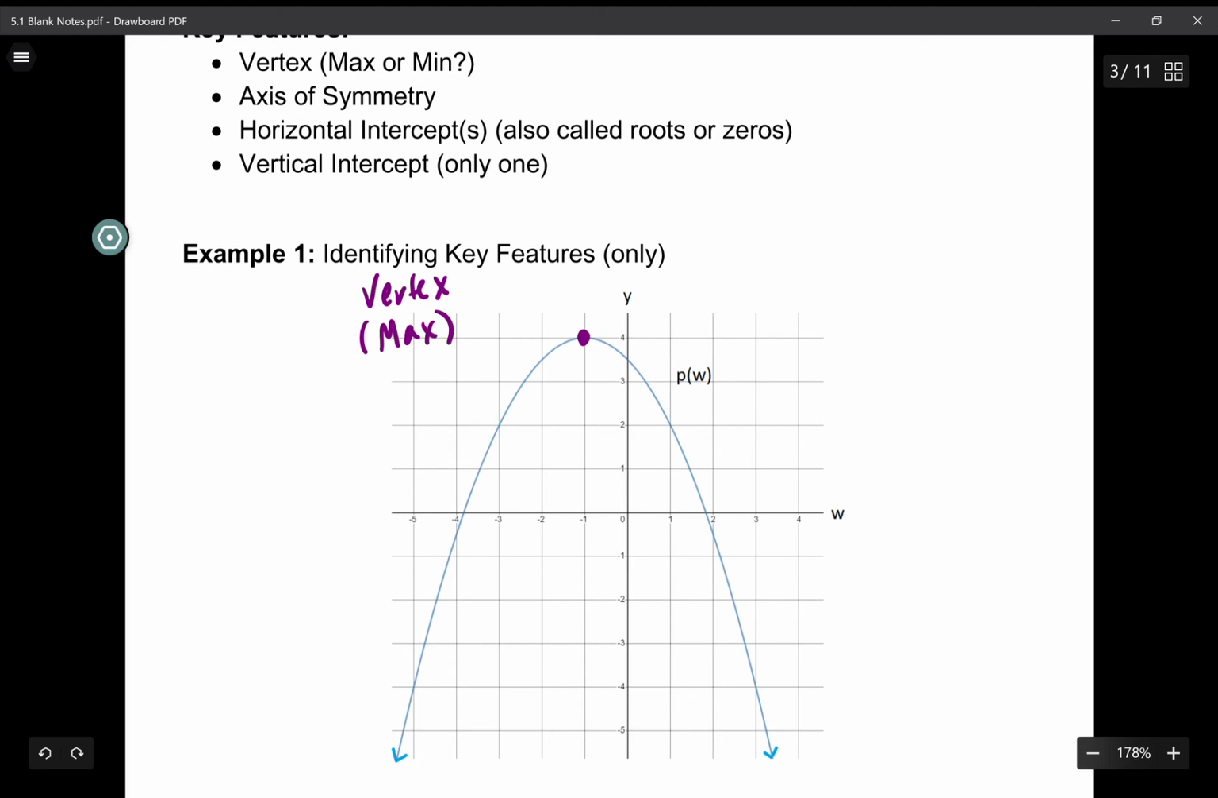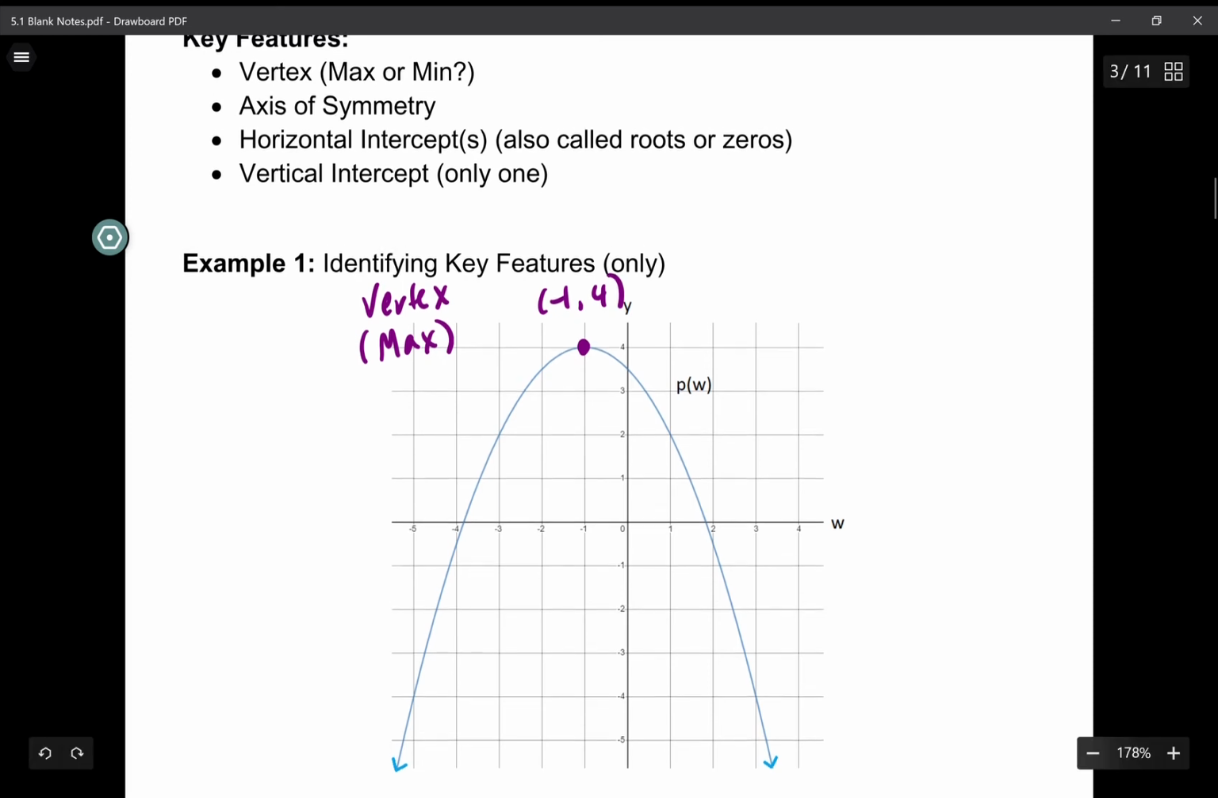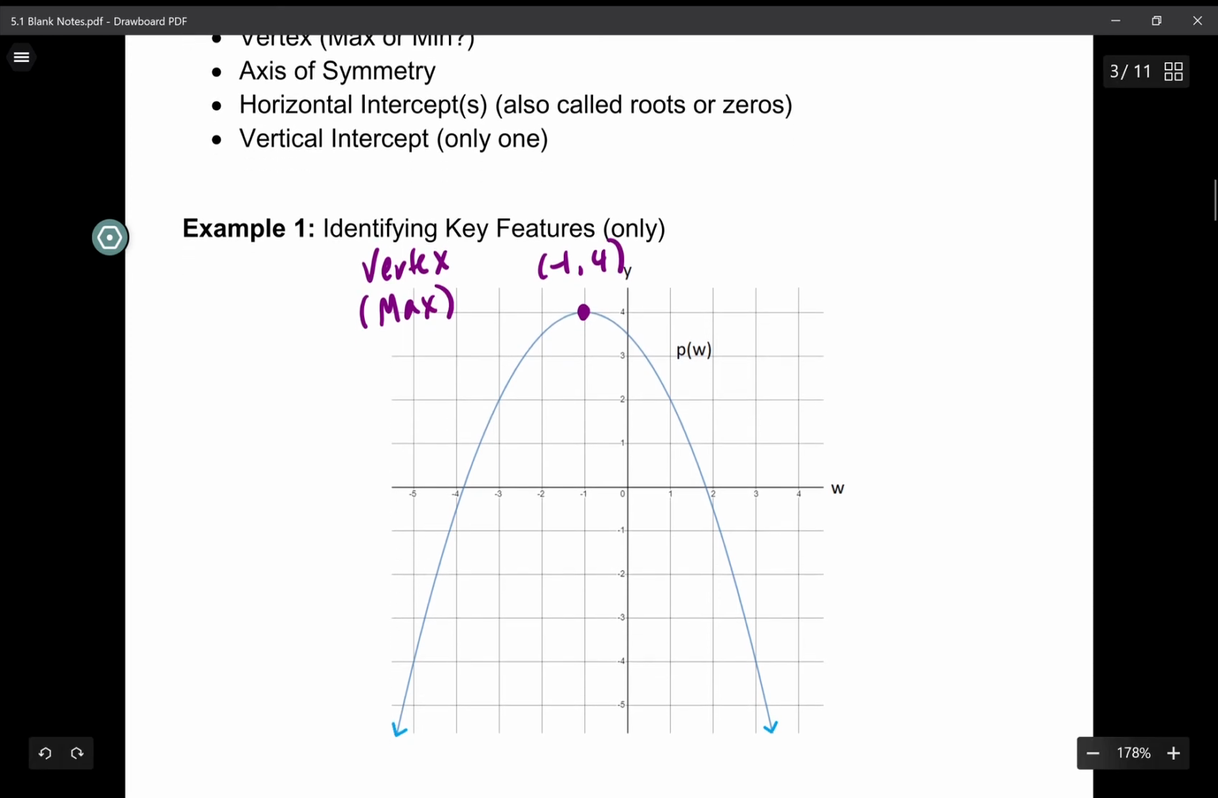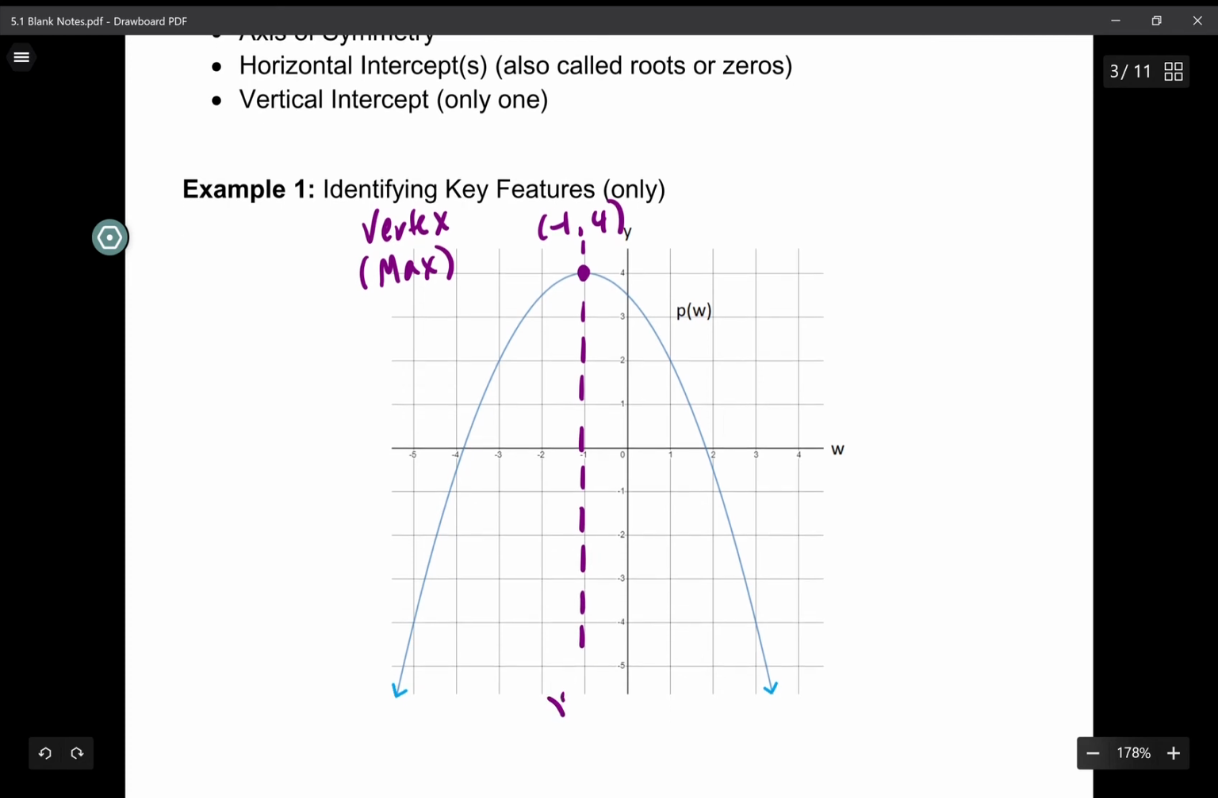And it occurs at (-1, 4). I can just read that right off the graph. And so that's my vertex. What about my axis of symmetry? Well, remember that runs right through the vertex. Here's my axis of symmetry. I'm going to draw it in. And that's going to be at x equals -1. Always x equal to the x coordinate of the vertex.